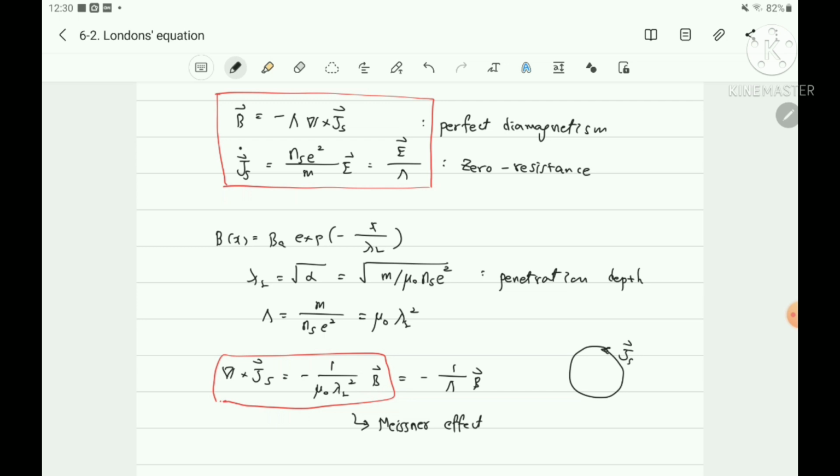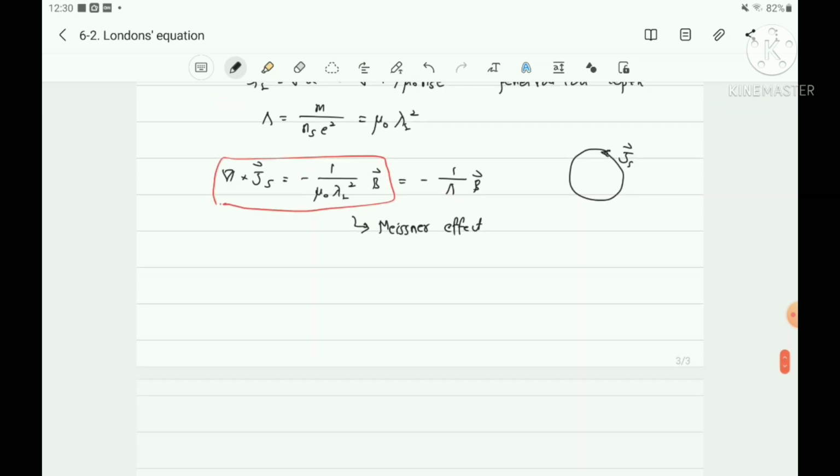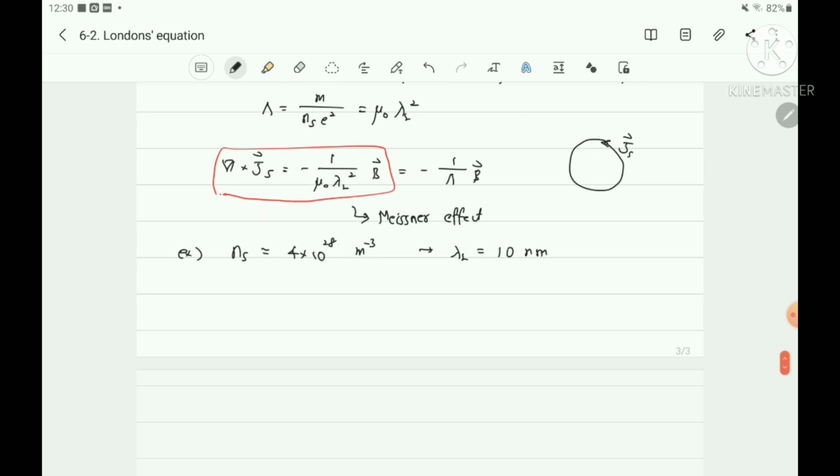It is negative magnetization. For example, in this case, from the London theory, let's consider that the super electrons have a density of 4 times 10 to the 28 per cubic meter. Then from this calculation, the penetration depth is on the scale of about 10 nanometers.